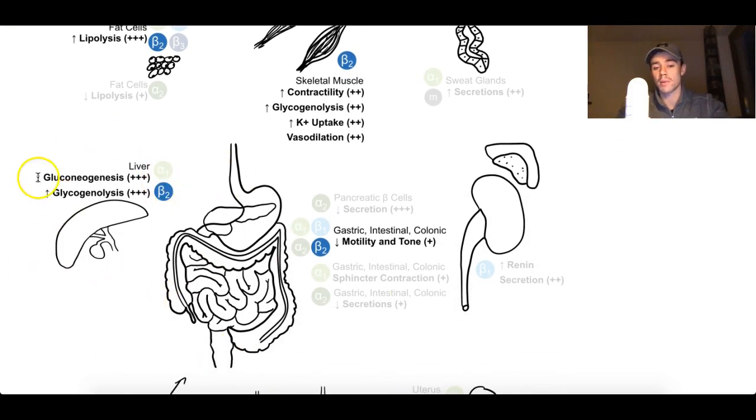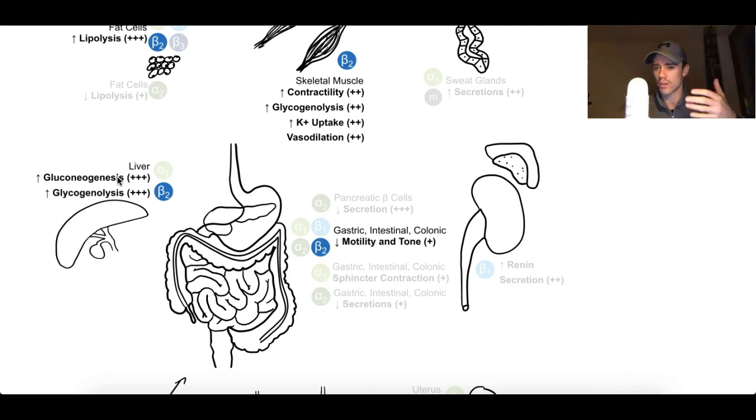The liver, for example, is another one that might be of interest to people. So when you look at the liver, what you see is that there's an increase in gluconeogenesis and an increase in glycogenolysis. And basically what that means is that the body is trying to mobilize glucose into the blood so that we can use it during that stress response. So again, thinking of that in terms of exercise, why would that be helpful? So when we're exercising and the sympathetic nervous system is helping us out, it's beneficial.